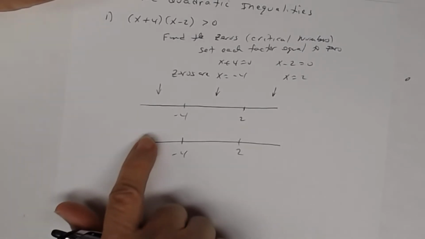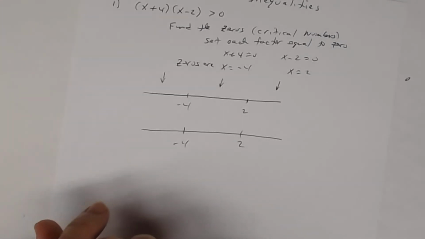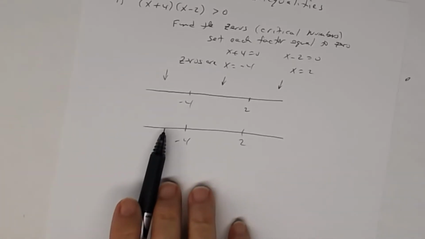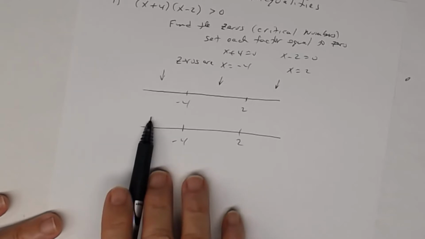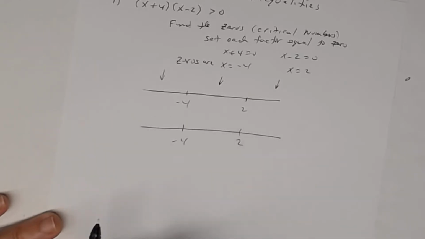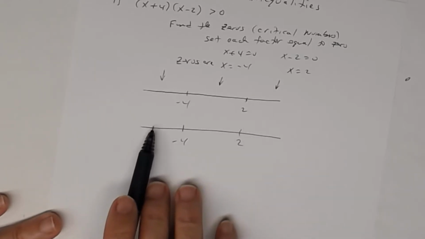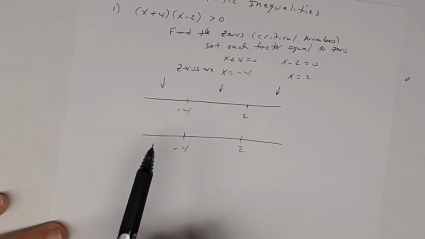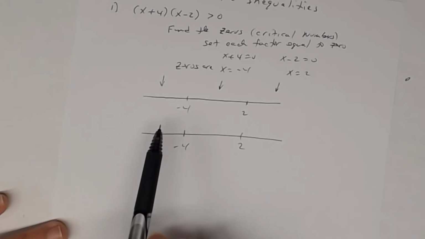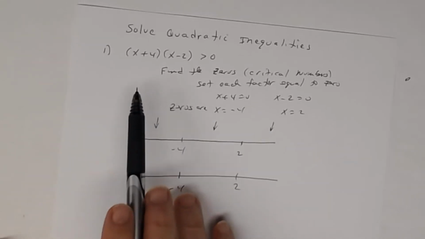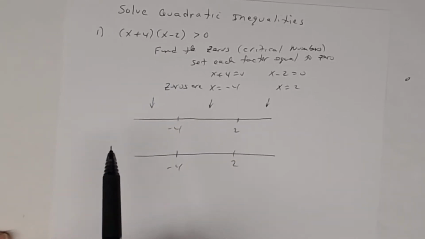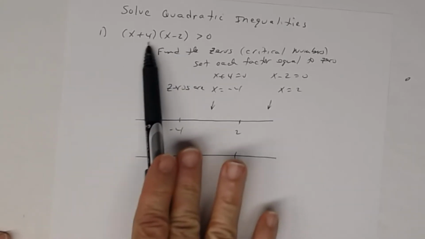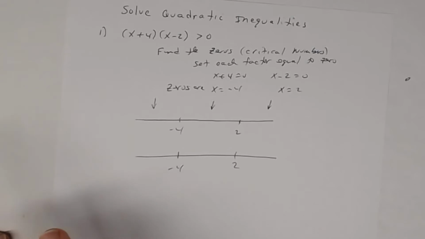When you use a test point, remember, you're going to choose a test point in each interval. In this case, how many intervals are there? There are 3. 1, 2, 3. You're going to pick 3 test points, 1 here, 1 here, 1 here. And I want you to notice that this is already factored. So when you use that test point, just go to the factors and determine, is it positive or negative?